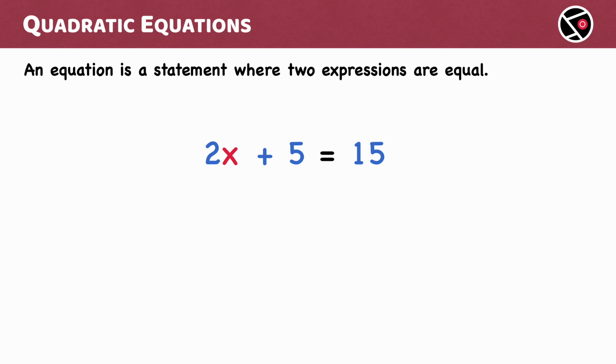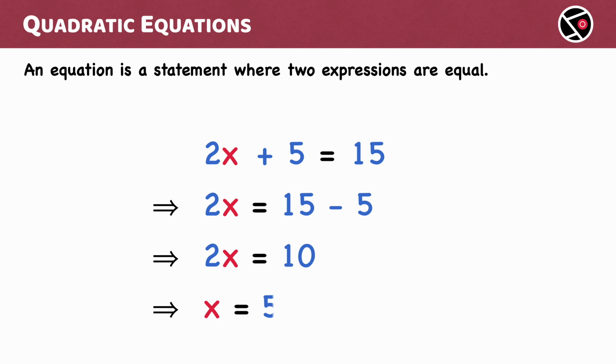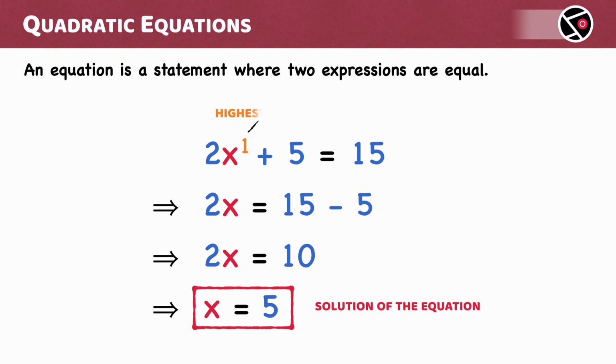Now we can solve this equation to find the value of x. 2x equals 15 minus 5. 2x equals 10 or x equals 5. X equals 5 is the solution of this equation. Notice that the highest power of x is 1. Equations with highest power 1 are called linear equations.